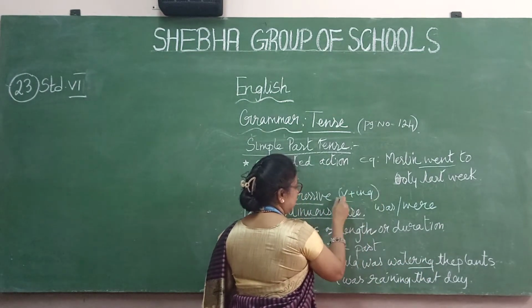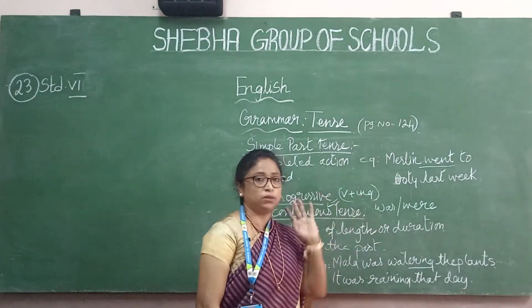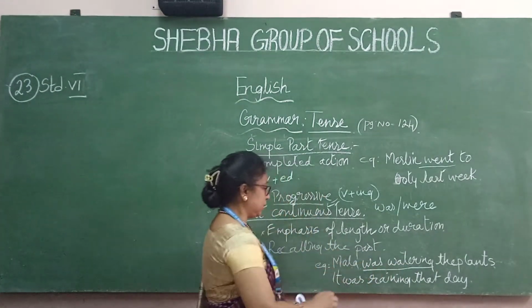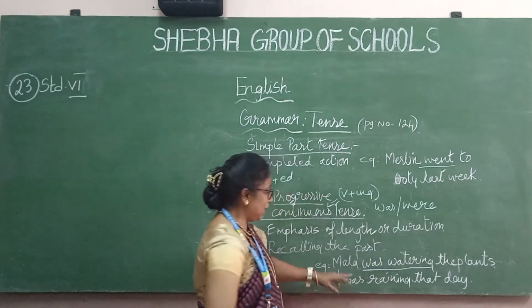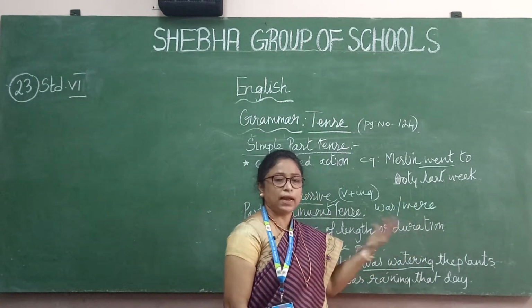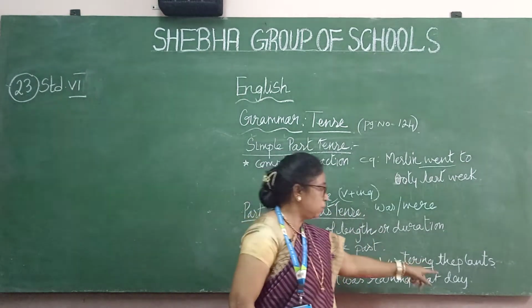Verb plus ing only is progressive tense. What now? The verb will be having ing to it. So see the answer here. Was watering. Got that now? See, Mala was watering the plants. Was watering. So she finished. The action is over. It is not happening in the present. It happened in the past. Mala was watering the plants.